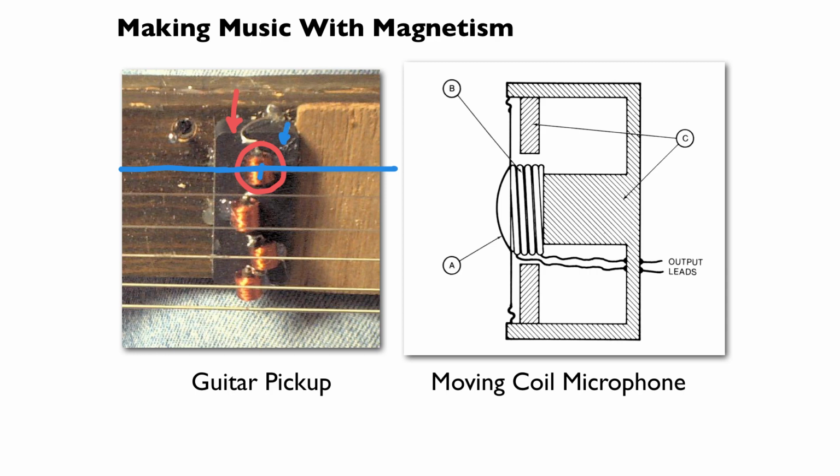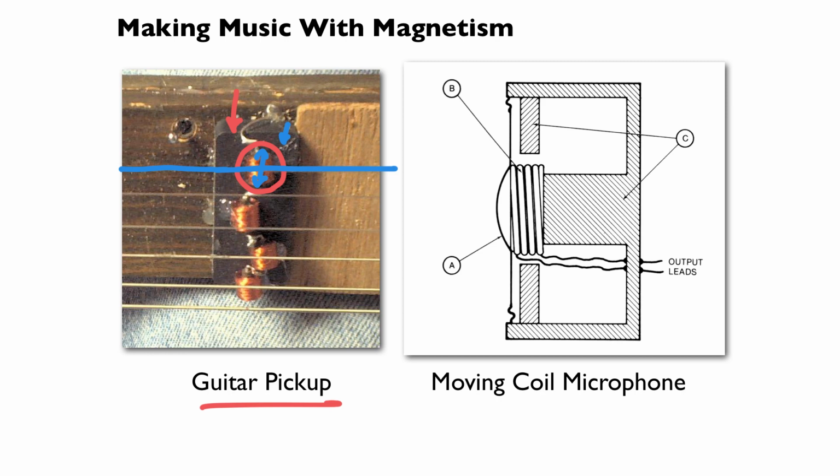As the string vibrates back and forth, it changes the field inside the coil. And so you're going to get a changing field, a changing flux, an EMF, and the EMF is just proportional to the vibration of the string. And so guitar pickups pick up magnetic fields, and we will take a look at that.